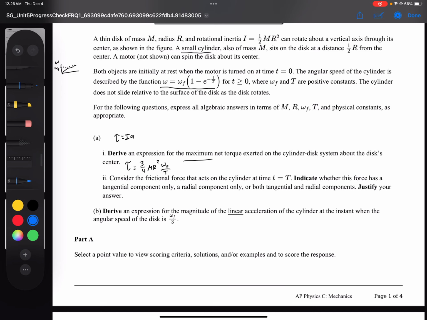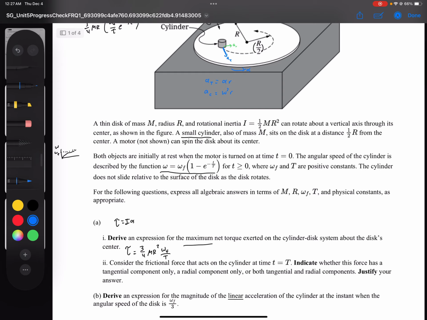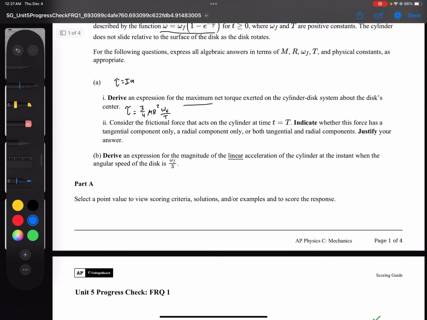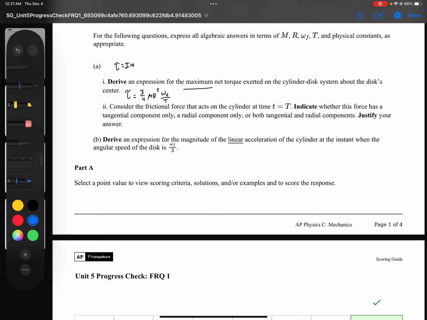You would just say that it has a tangential acceleration because it has an angular acceleration, and this relationship holds, right? Tangential acceleration equals angular acceleration times radius. And then it has to have a centripetal acceleration because anything moving in a circle with some angular velocity has to have some centripetal acceleration that keeps it going in that circle. Then we have to derive an expression for the magnitude of the linear acceleration of the disk at an instant when the angular speed of the disk is omega f over 3.